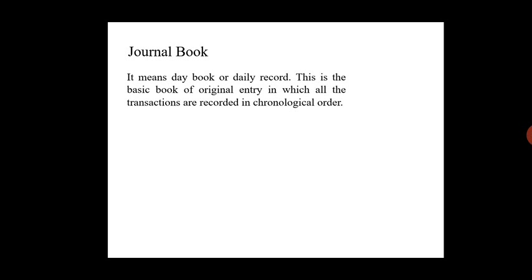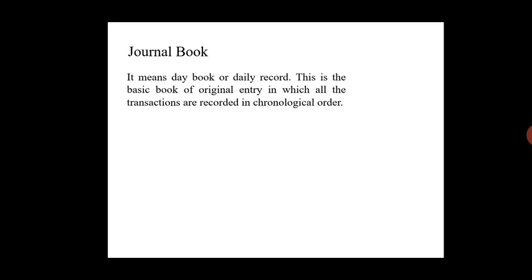Now in this session we will see what we mean by journal book. It means a day book or daily record. This is the basic book of original entry in which all the transactions are recorded in chronological order. Journal book is called the day book, or the daily record. Whatever day-to-day transactions are happening in the business are recorded in a journal book.